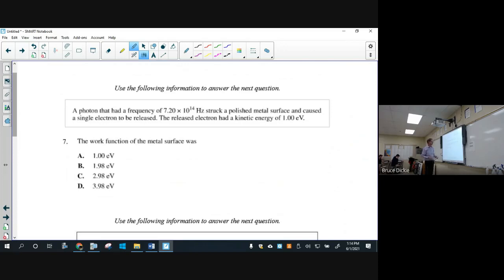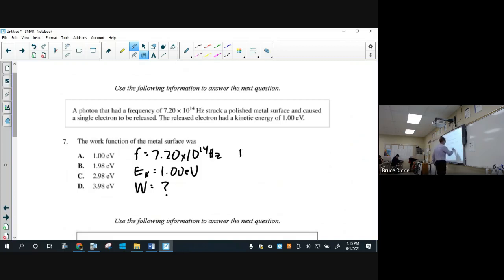7. A photon has a frequency, kinetic energy, and we want this work function here. Let's write down some givens. Frequency is 7.2. The kinetic energy of the electron is 1.00 eV. We're looking for the work function. Do we need to convert this to joules? Can we? Sure, we always can. Do we need to? No. Unless I'm using one half mv squared or QV, I don't have to.